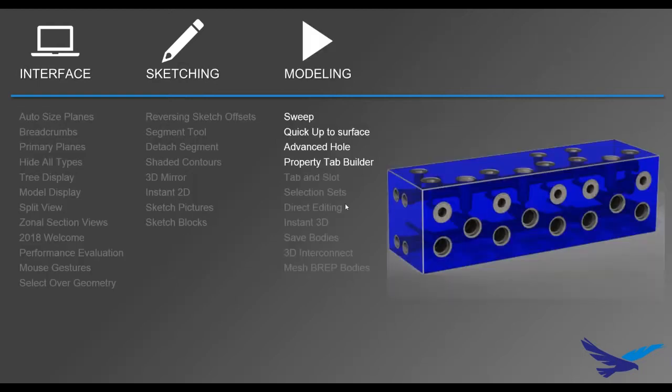We're going to start off with the modeling section, and I'm going to talk about the sweep tool and some enhancements that have been made to it that you might not be aware of, a quick up to surface reference for your extrusion features, the advanced hole tool, and then the property tab builder.